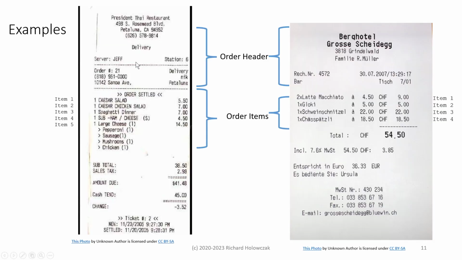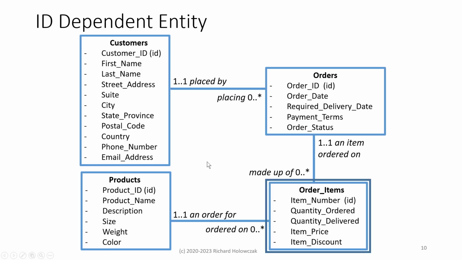If we look at our example again, we would need a combination of order 21, item 3. Now we know exactly what item we're talking about. Over here, it's order number 4572, and maybe we'd look at item 4 to know exactly which item we're talking about. We call this situation ID dependence. Order items is ID dependent upon the order's entity. And that's why we have a double box around order items.